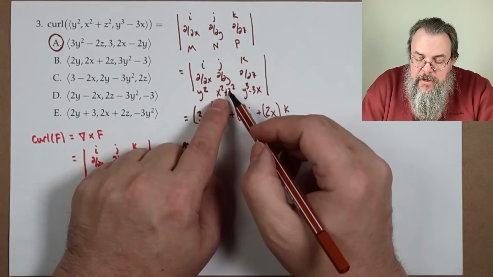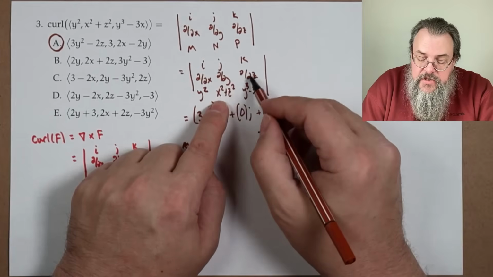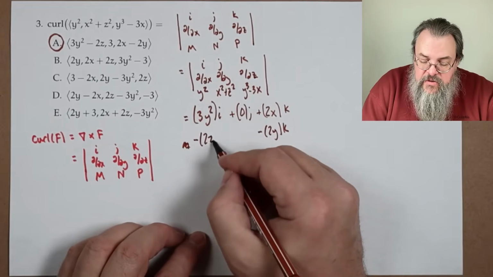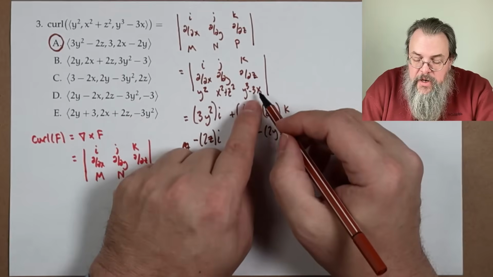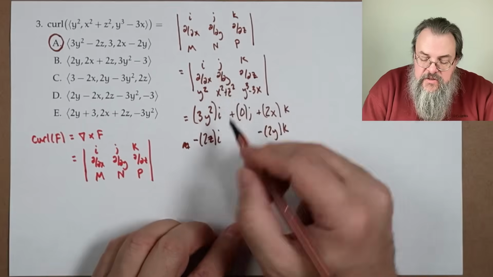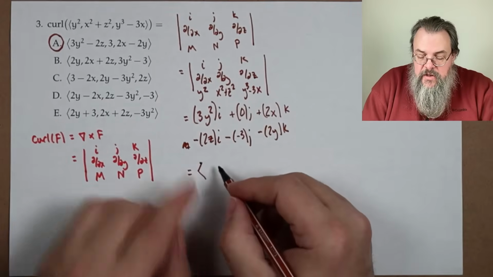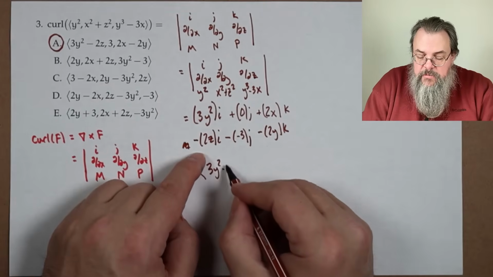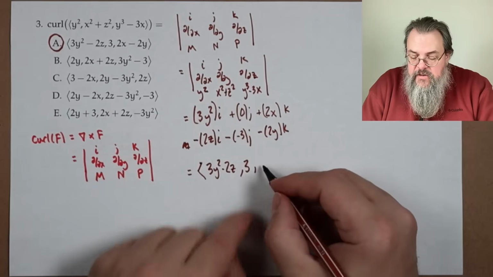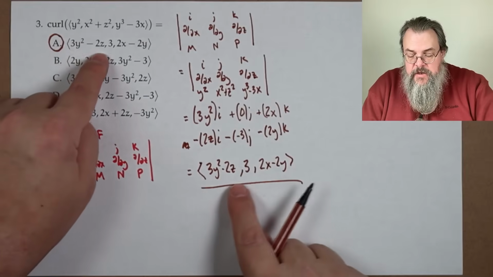Here we have x squared plus z squared, partial z in the i direction. Okay, partial z of x squared plus z squared is 2z, i direction. We're going up, so minus 2z, i. And our last one, y cubed minus 3x, taking partial x of that, that'll be minus 3. That's in the j direction. So subtract minus 3j. And put it all together, we get in the i, 3y squared minus 2z, j, 0 minus 3, k, 2x minus 2y. And there we go.